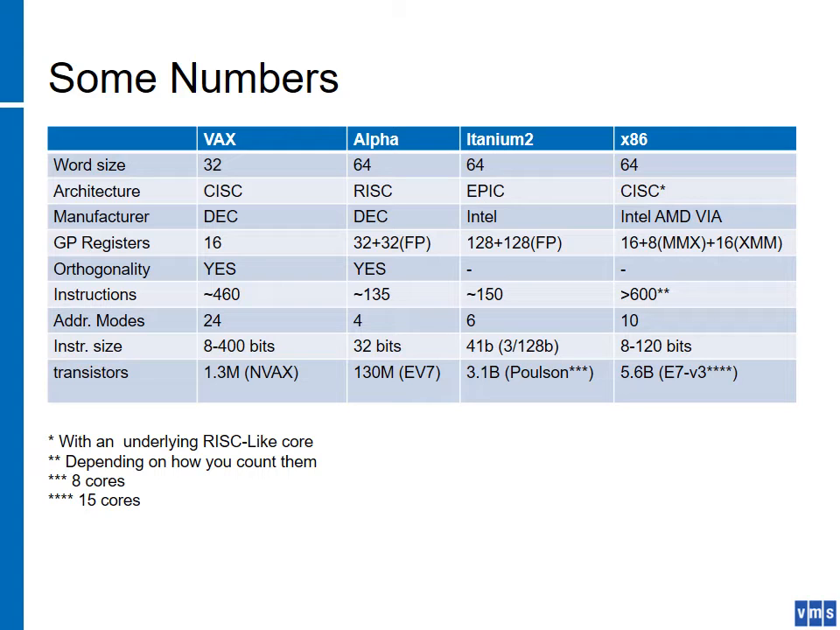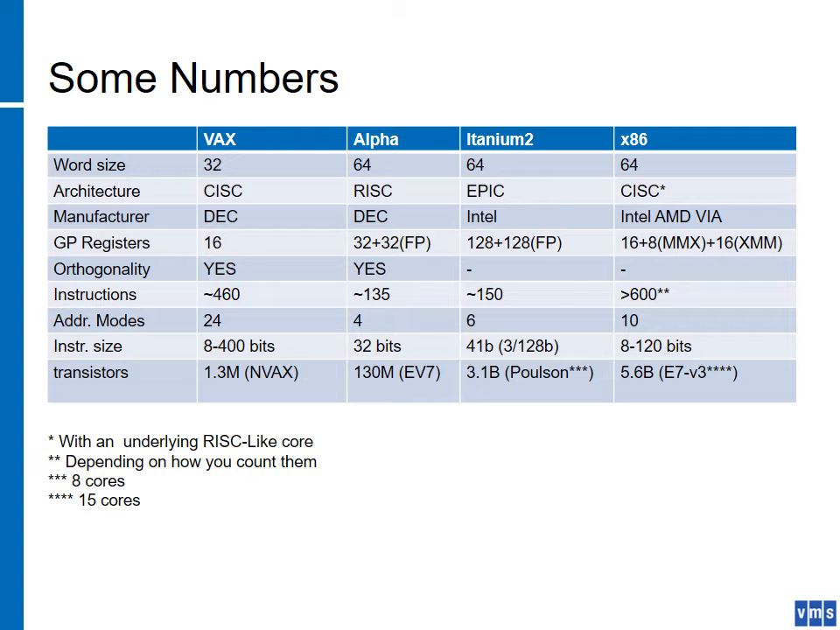The x86, we're basically back to the VAX days. This is a complex instruction set computer again, although as we shall see shortly, it has an underlying RISC-like core that executes micro-ops, which makes this sort of a hybrid. The x86 has a lot of instructions, even more than the VAX. Depending on how you count it, it's over 600 instructions. The x86 has 10 different addressing modes, and the instruction size is again variable.